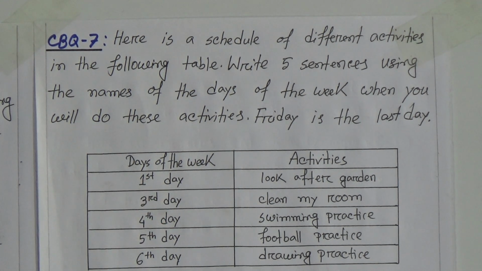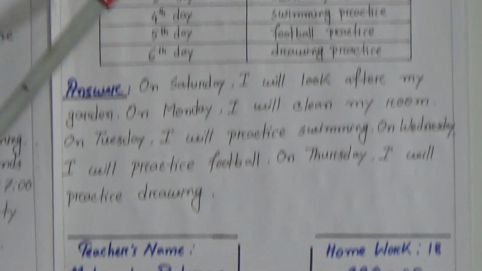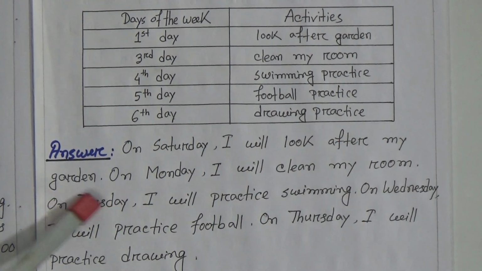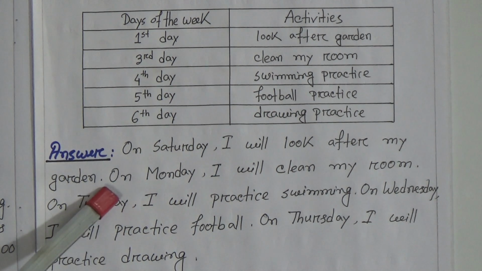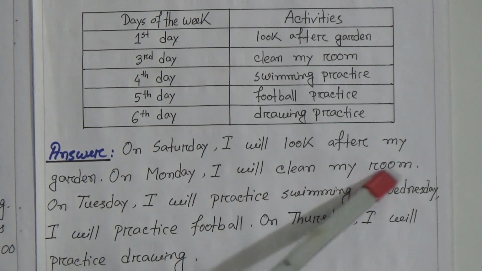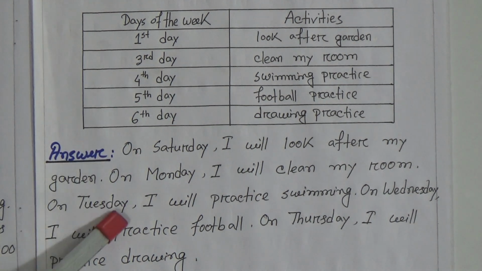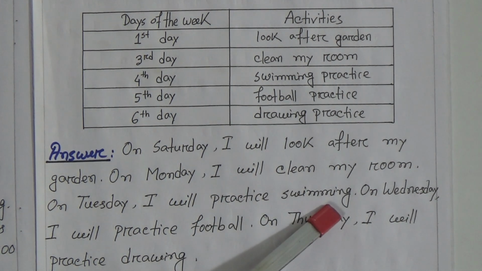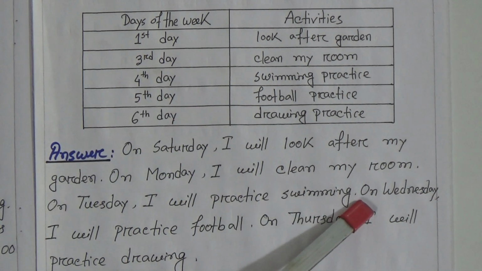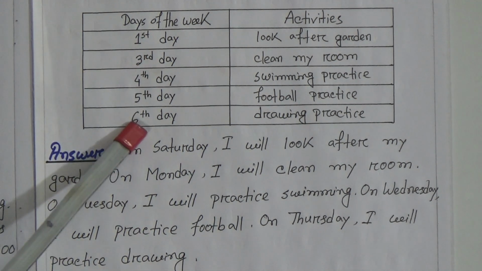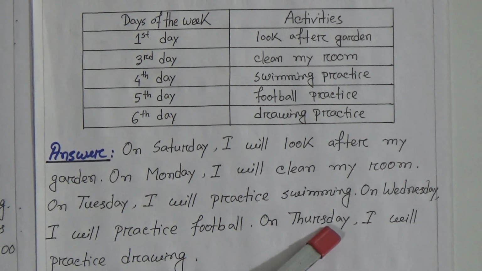Let's start. Answer: the first day, that means on Saturday I will look after my garden. Then on third day, that means on Monday I will clean my room. Next, fourth day, that means on Tuesday, I will practice swimming. On 5th day, that means on Wednesday, I will practice football. And the last one, 6th day, that means on Thursday, I will practice drawing. So this is the answer of CBQ number 7.